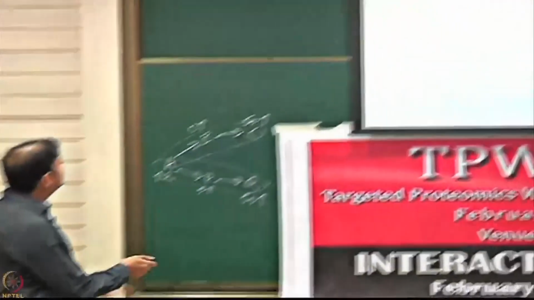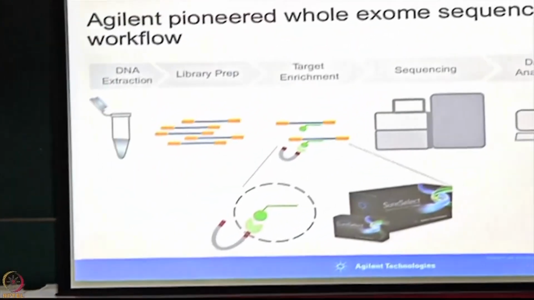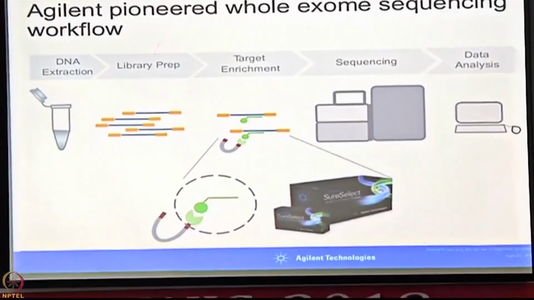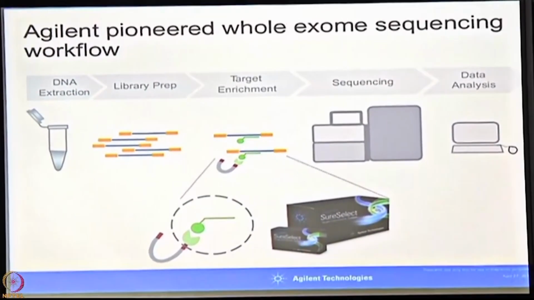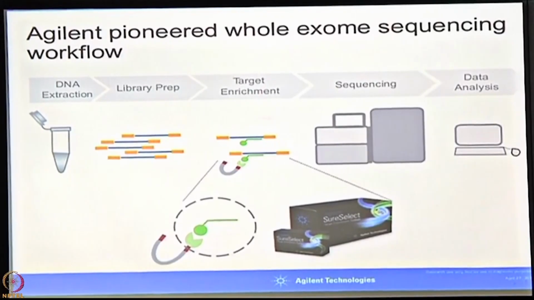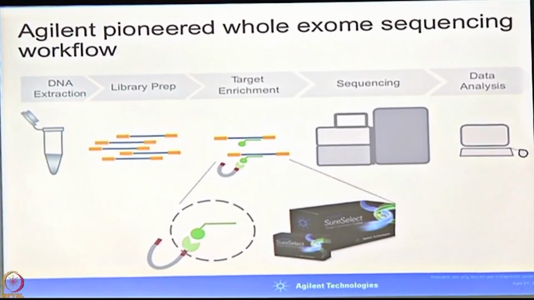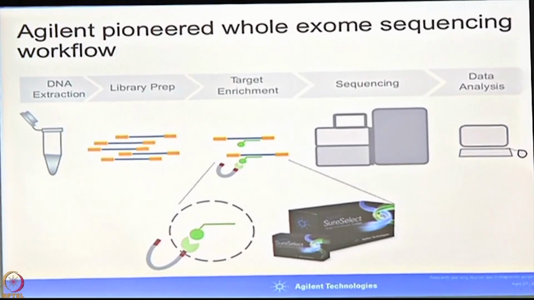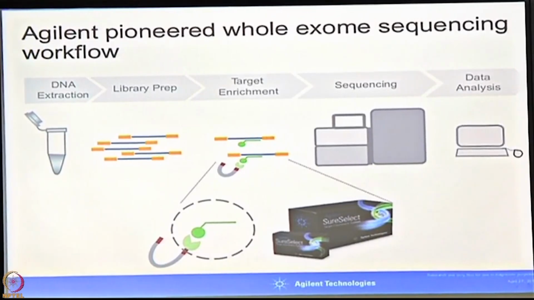So you need to extract the DNA from the patient, right? And then go for library preparation, and then target enrichment. After seeing that the library is perfectly fine, you can sequence and go for data analysis. So it's one workflow. You can use our exome panel for the diagnosis of rare disease.